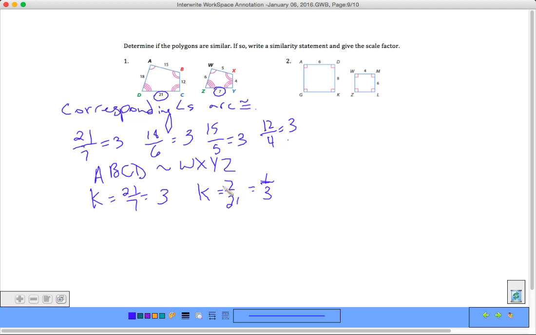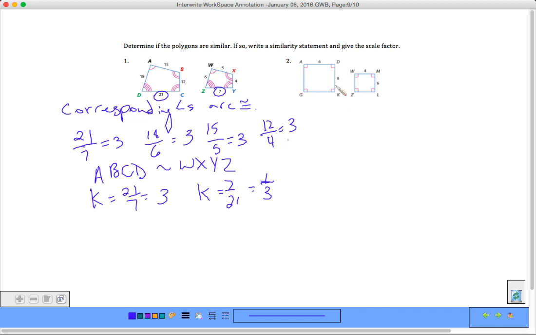Okay. And we can use any corresponding sides to find the scale factor. We could have said it's 3 or 1/3 from 18 and 6, or from 15 and 5. Okay, and you just have to remember that if you want it to get smaller, like going from this shape to that shape, I want it to reduce, and to be a reduction, it has to be less than 1. I want to go from here to here, I want it to get bigger. I want an enlargement, so I need it to be greater than 1.